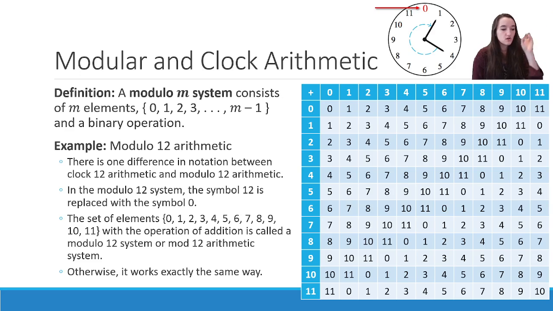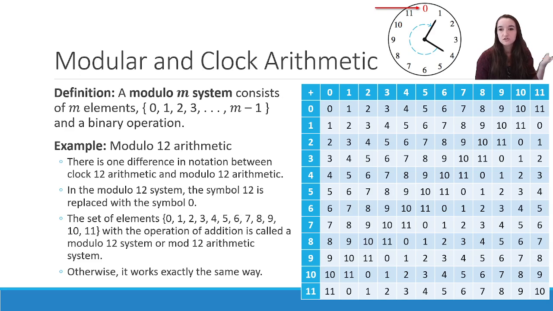So there is one difference in notation between these. The main thing is that instead of having the number 12, we've replaced it with the number 0. So we've brought back our traditional 0 as the identity instead of 12. That's really the only difference. So this restructures the table a little bit, but otherwise it's still addition we can understand, but instead of having a 12 at the top of our clock, we now have a 0 at the top of our clock.